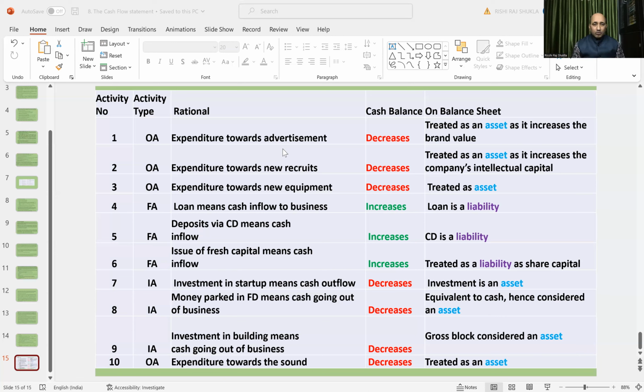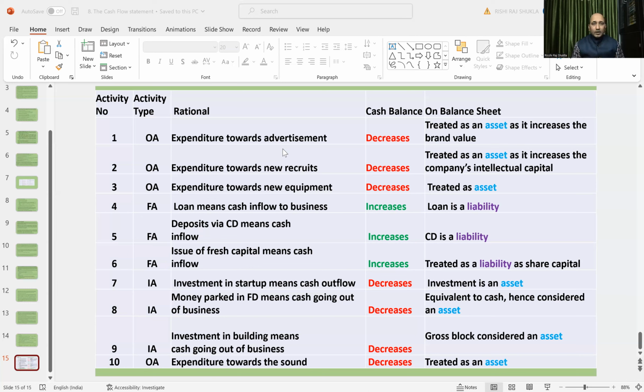Another investment in building means cash going out of the business. So this will again decrease cash, and this is an asset. Gross block is considered an asset because it will be used for future restaurant opening and expansion of the restaurant. And the last expenditure was the sound system. So this will also decrease cash, but this is also an asset.